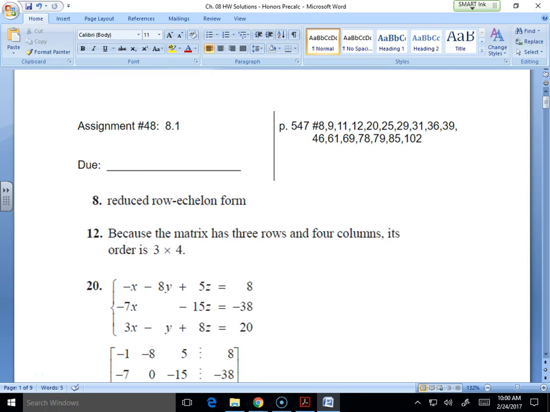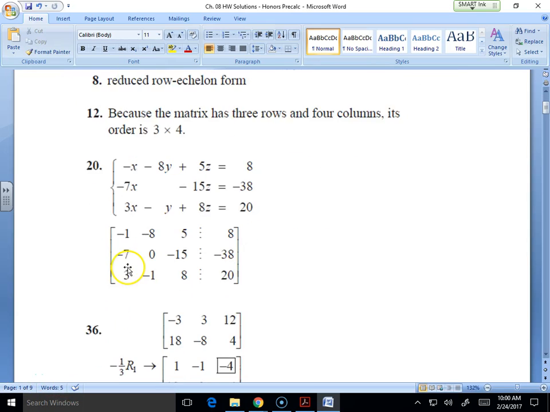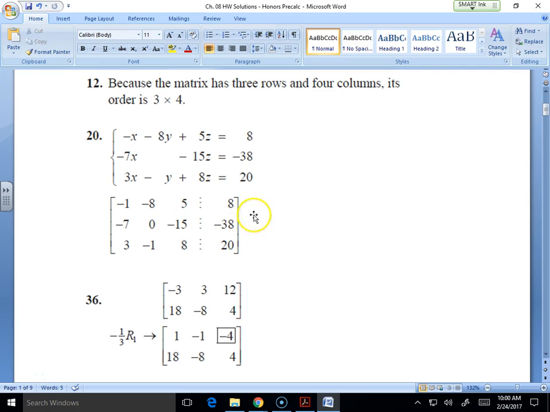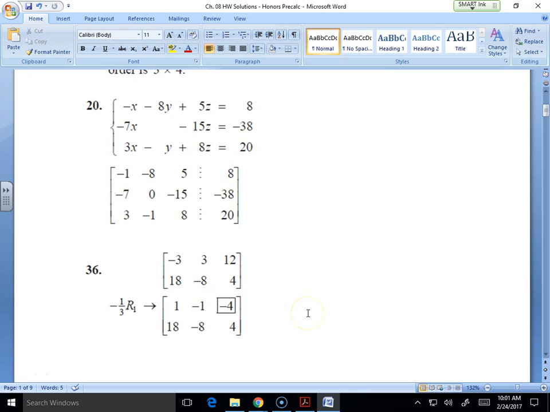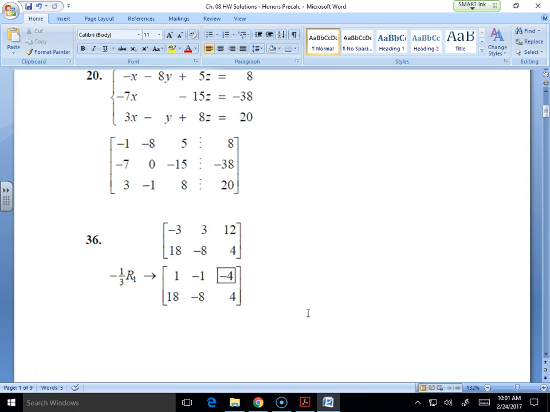Okay, RREF number 12, 3 by 4. Number 20, just write the augmented matrix. Done. Number, make sure you put a 0 for y. Yes. Number 36. Did you guys get 36?